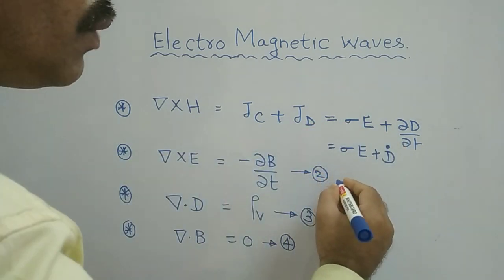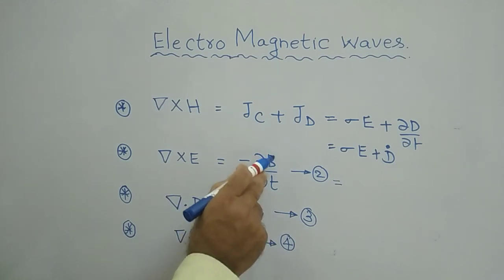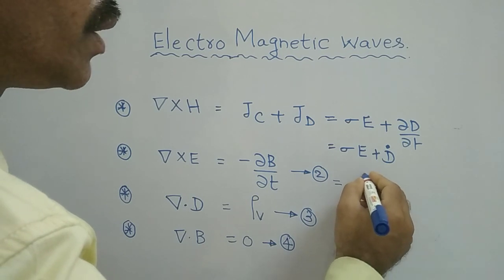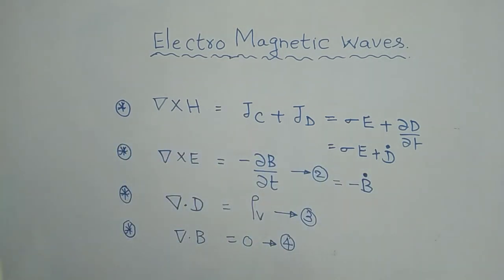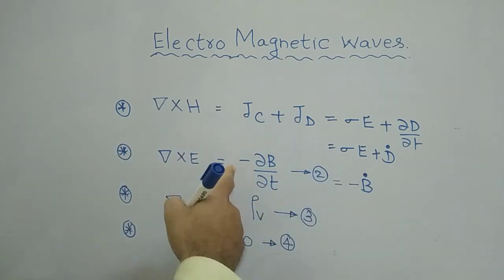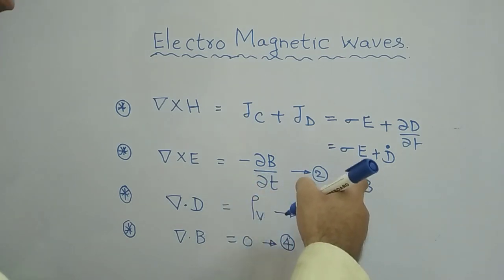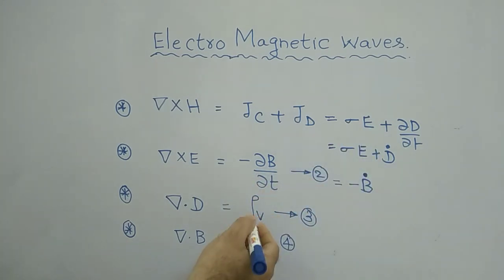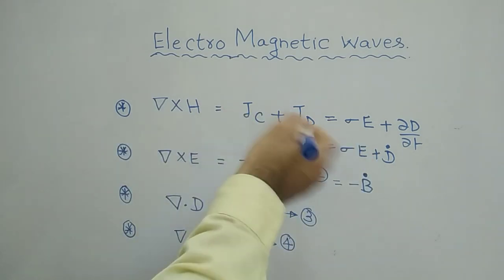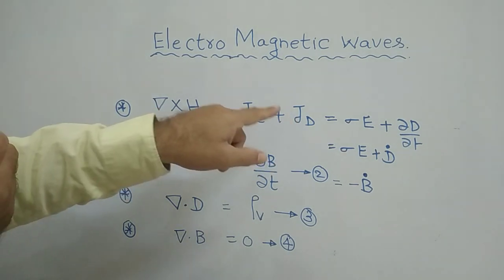Similarly, from the second equation, it is the first derivative of magnetic flux density. Therefore, this can be denoted as minus B dot. The minus symbol is there, and dou B by dou T can be denoted by B dot. Also, del dot D equal to rho V and these are equivalent expressions. Remember that. Therefore, del cross H is equal to Jc plus Jd is the basic definition.